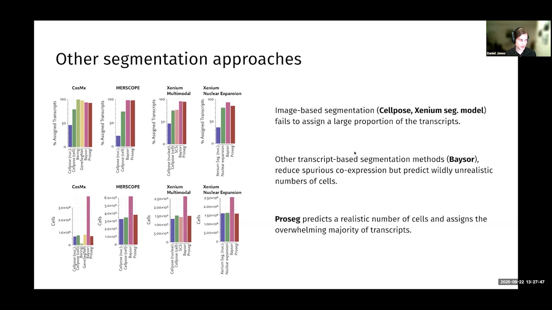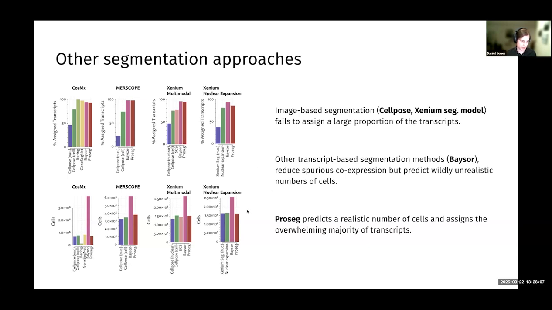So that's not the only metric we should be interested in. We should also hope to assign a large proportion of the transcripts, because unless we think there's a very high rate of noise, most of those transcripts should be coming from cells. So we are achieving that here.